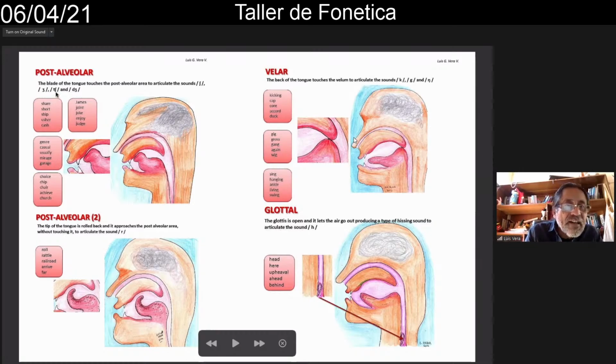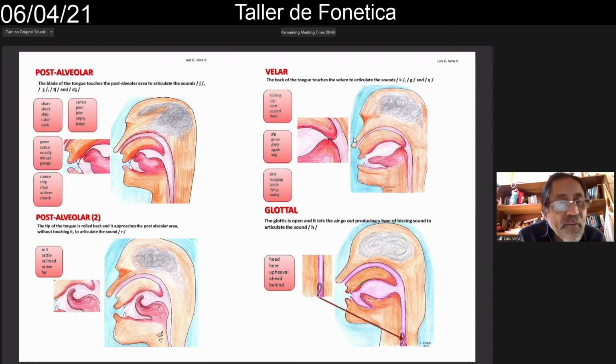Ahora las dos, la ch y j, que nosotros sí tenemos. Ahí tenemos, por ejemplo, choice, chip, chair, achieve, church, ¿ya? Y finalmente la j, como James, joint, juke, enjoy, judge, ¿ya?